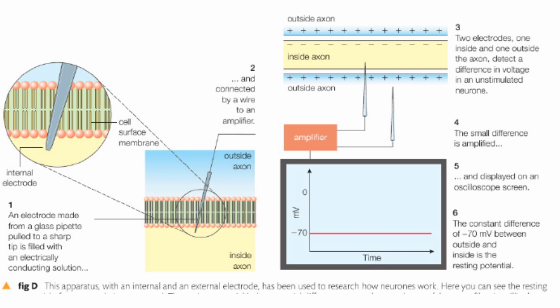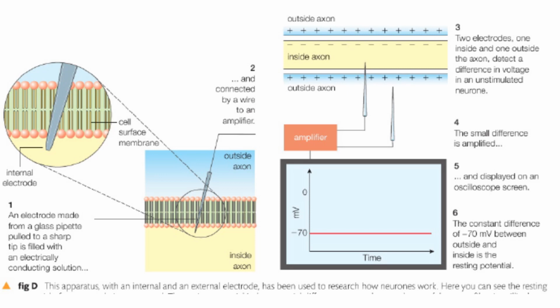An electrode made from a glass pipette pulled to a sharp tip is filled with an electrically conducting solution, and then you connect it by a wire. After that, you insert it both inside the axon and outside the axon. Two electrodes, as you can see over here, one inside and one outside the axon, detect the difference in voltage in an unstimulated neuron.